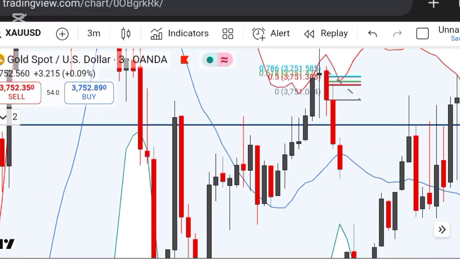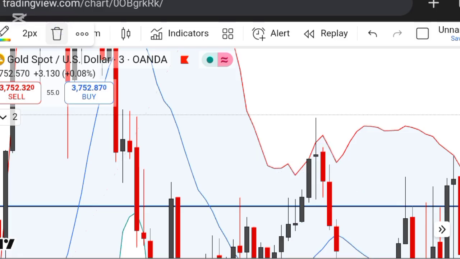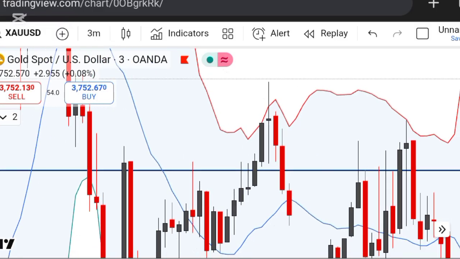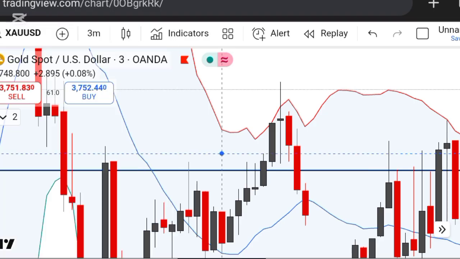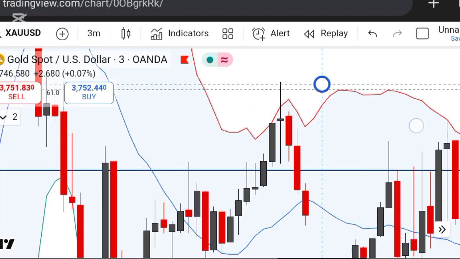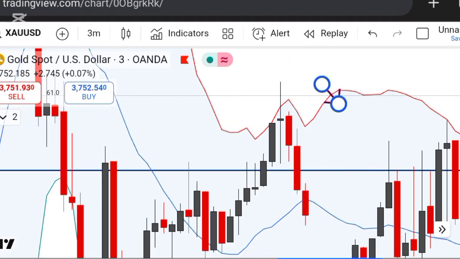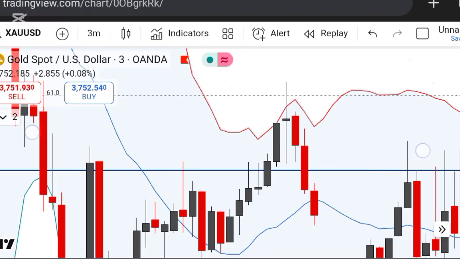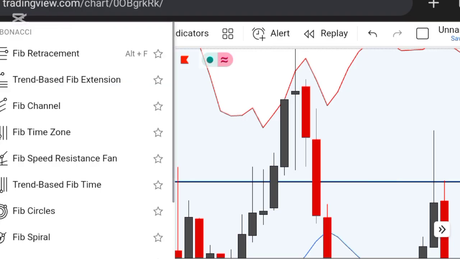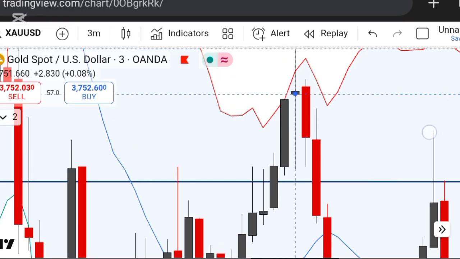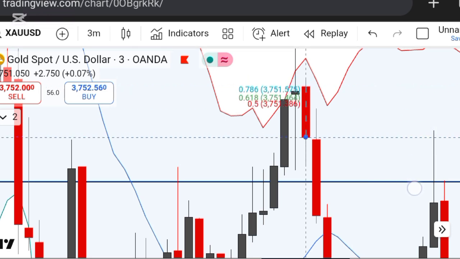But as this market comes to the upside again, it gives you this bear candle right here. So this bear candle, if you measure it, this is a sell position. So you pick your FIB. You FIB it from the high right there to the low.